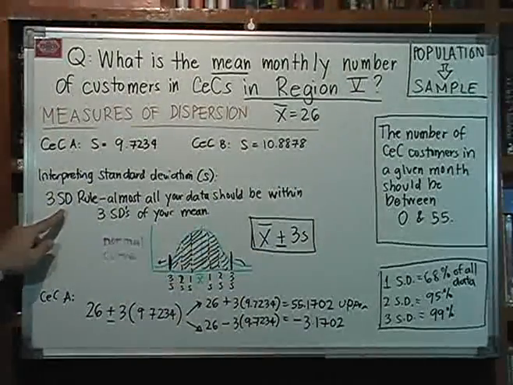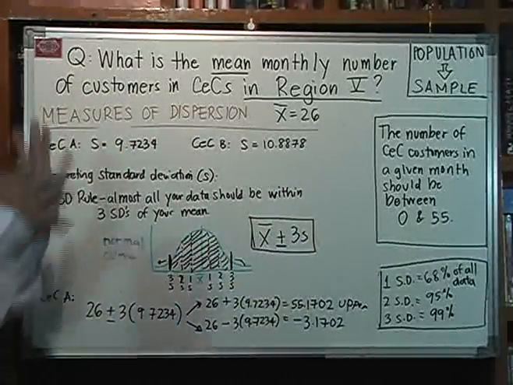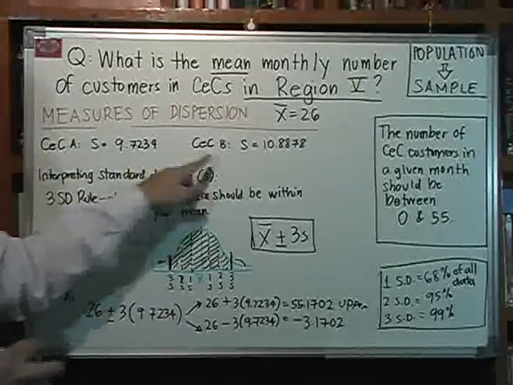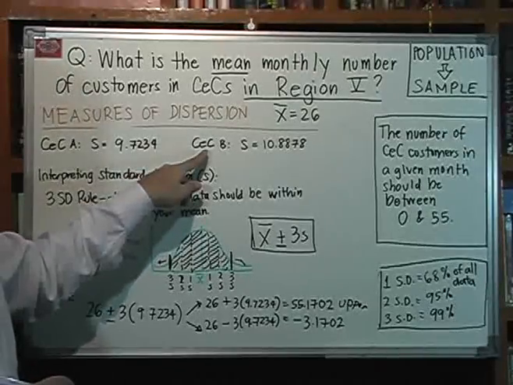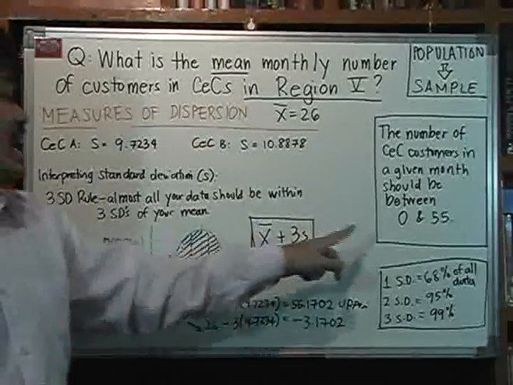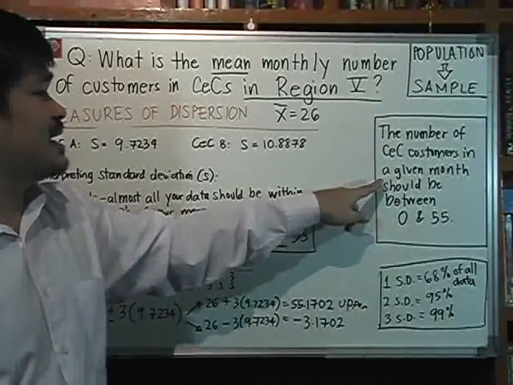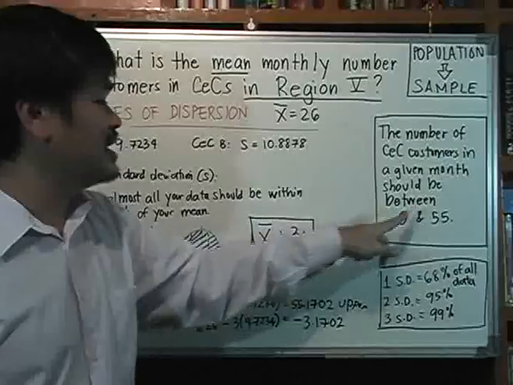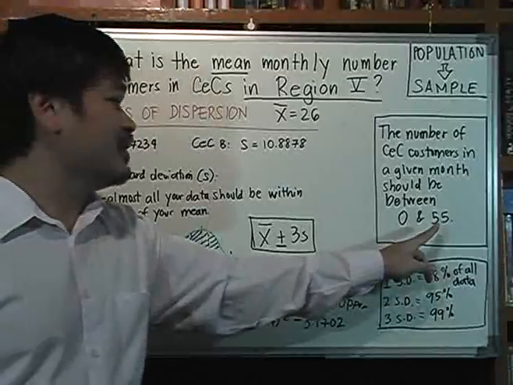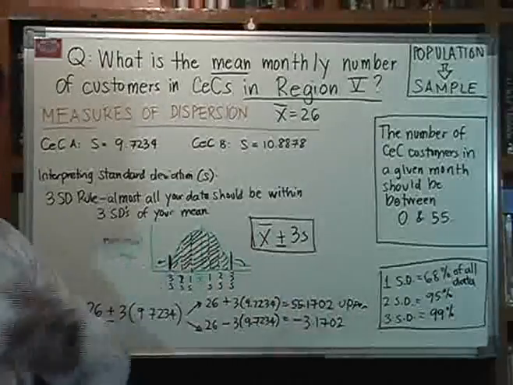But we want to generalize the sample to the population. So using the standard deviation, we can generalize that, all things normal being considered, if we collect other data in other CECs aside from CEC-A and CEC-B in Region 5, based on the normal curve, the number of CEC customers in a given month in Region 5 should be between 0 and 55. What does that mean? If you got a monthly CEC customer count of above 55, that's already an anomaly.